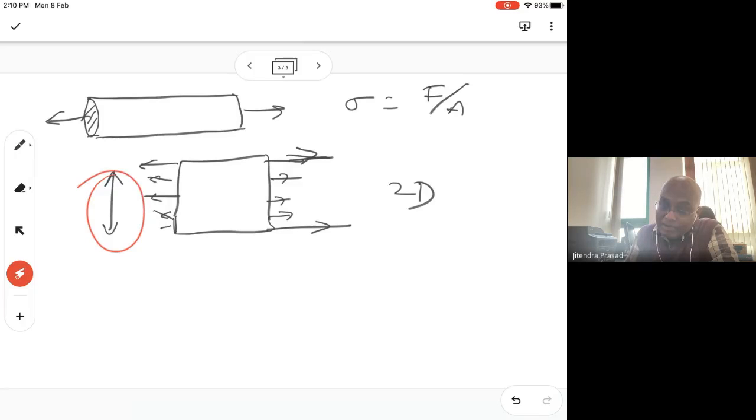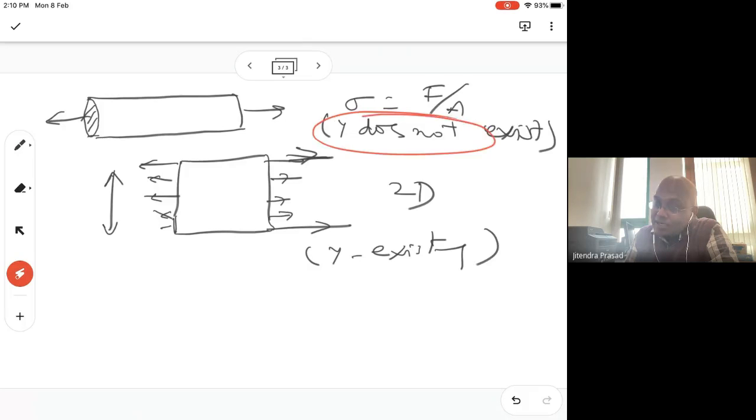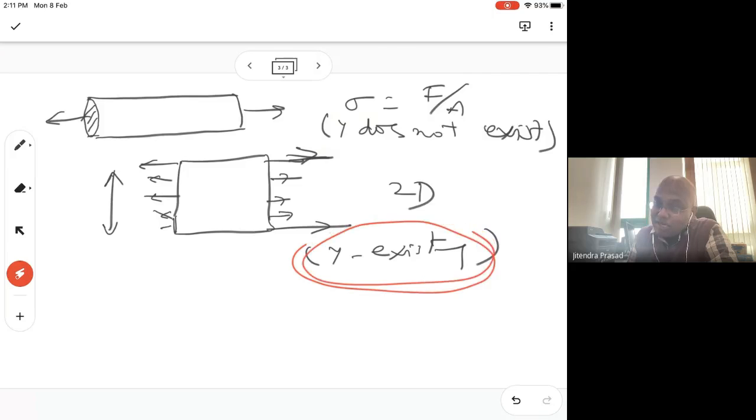Yes, sir. In this case, it does not happen like this. You are not giving any consideration to Y, as if Y does not exist. Here, Y does not exist. And in this case, Y exists. When Y does not exist, this is a 1D problem. When Y exists along with X, this is a 2D problem.